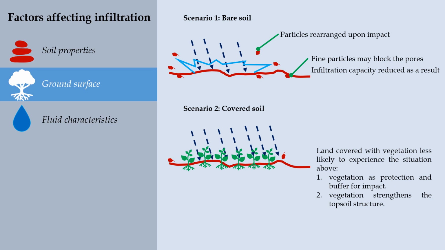Fines may be displaced somewhere else. There is a possibility where these fine particles block the pore spaces and reduces the infiltration capacity of site. It has been noticed that such phenomenon is less likely to occur when the surface is covered with vegetation. Therefore, we can say the surface condition plays its role in affecting the infiltration capacity of soil underneath.